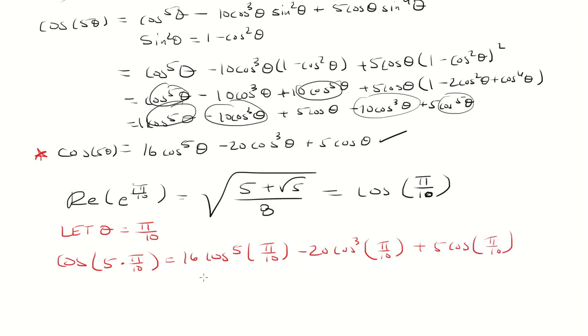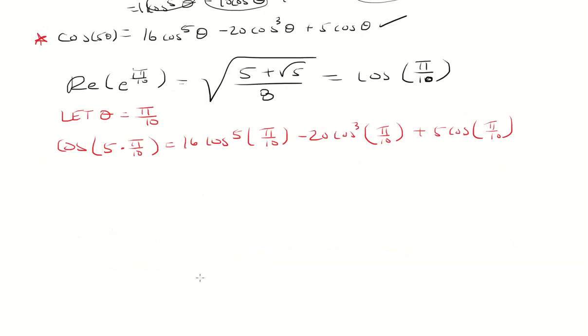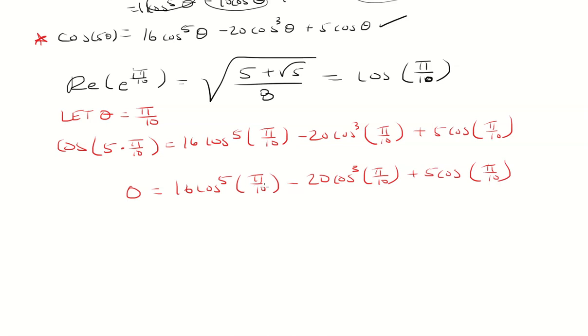Now, cosine of 5 pi over 10 is the same thing as cosine of pi over 2. That's going to be 0. And the nice thing here is that we know that cosine pi over 10 is not equal to 0. It's going to be a number that's slightly less than 1. So I can divide both sides by cosine pi over 10 since it's not equal to 0. At this point, I cannot factor this out. This doesn't work out nicely. It's not factorable. So instead, I'm going to use the quadratic formula.